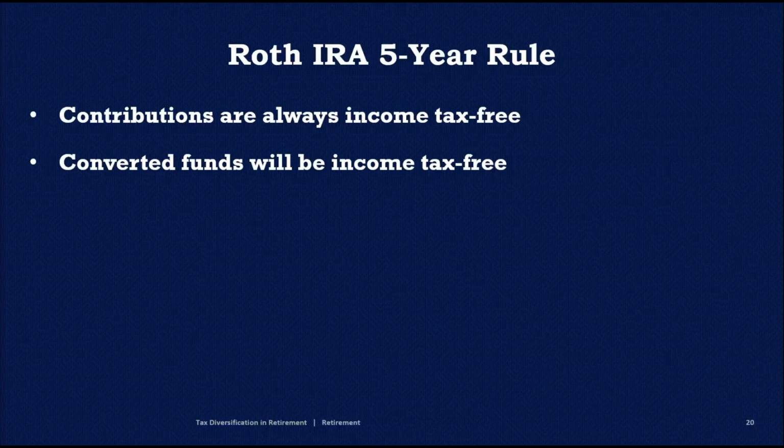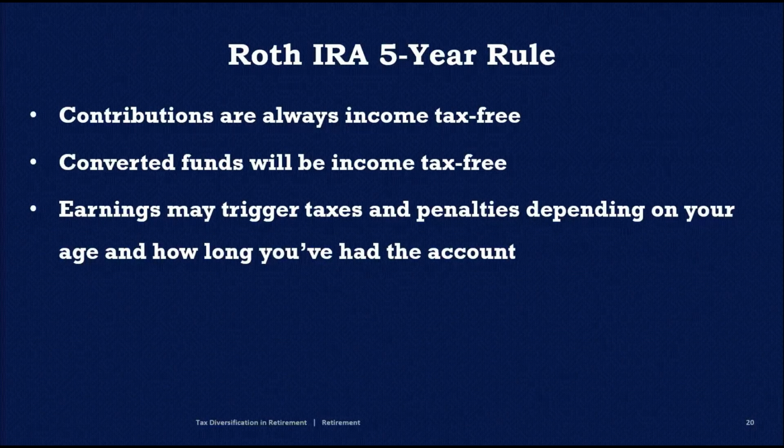But on the converted funds, if you haven't had it for 5 years and you're under 59.5, you can have penalties to pay on the converted amount. So again, you may not pay federal income taxes, but they may charge you the 10% penalty. So you want to pay attention to that part if you're taking money out of the Roth and you haven't had it for 5 years and you're under 59.5, because that's when you can trigger taxes and penalties.